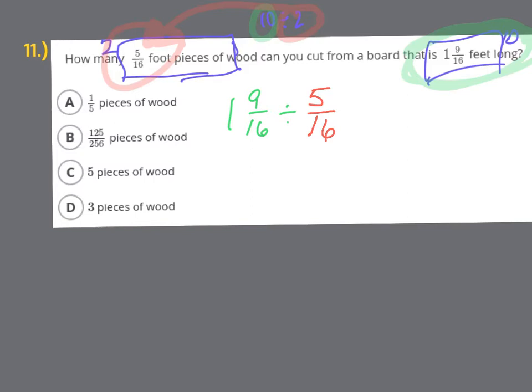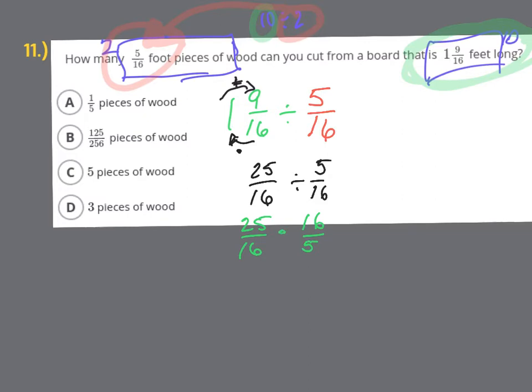I cannot divide using this mixed number, so I need to go like right around here. 16 times 1, of course, is 16. And then 16 plus 9, 16 plus 10 would be 26, but it's plus 9, so it's 25. I keep my 16 divided by 5/16 is already in a format that I can use. So now a math macarena, woohoo, math macarena. So keep the first, flip the second.